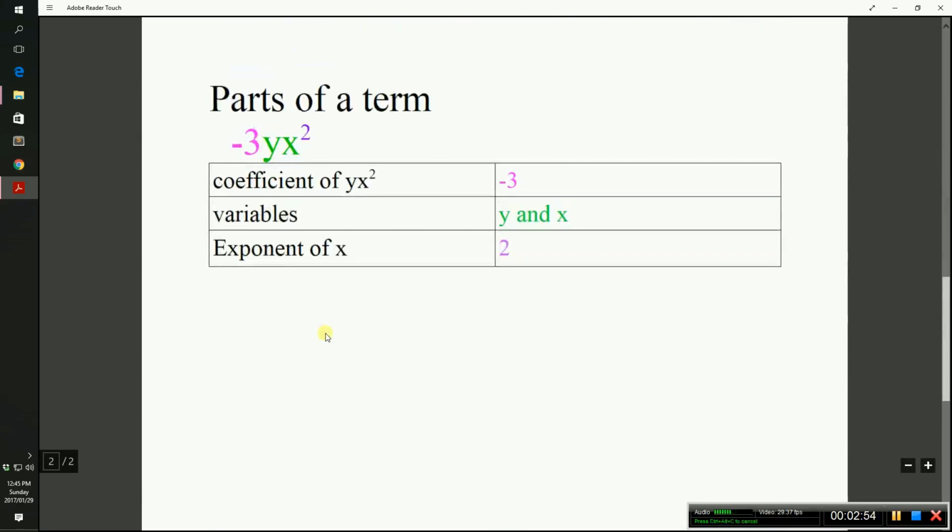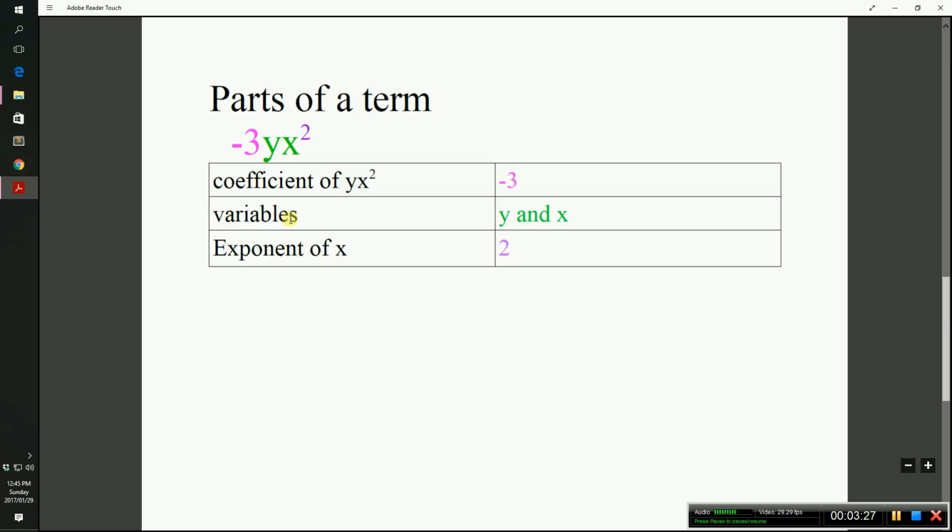Let's look at parts of a term. Here we have minus 3 yx squared, which means minus 3 times y times x squared. The coefficient of yx squared is minus 3. Coefficient means whatever's in front, whatever factor is in front of what we are talking about. Here we are talking about yx squared. Whatever's in front of it is the coefficient, which is minus 3.